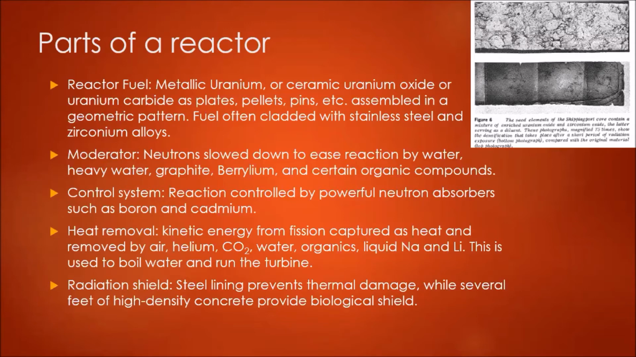But one of the most important parts there, that I often forgot, is the radiation shield. We need both a steel lining to prevent thermal damage to the reactor, so it's not going to melt on us. You also need concrete, the biological shielding, to prevent all the engineers running that from dying. So that's another important part of every reactor. We have some sort of shield here. It's going to prevent any loose radiation from escaping and damaging people around us.